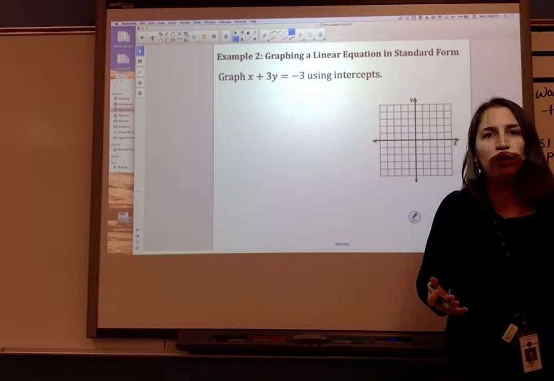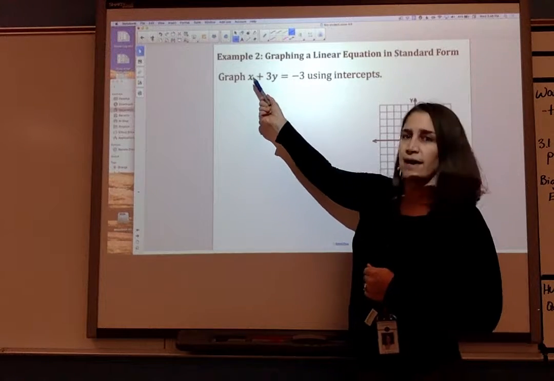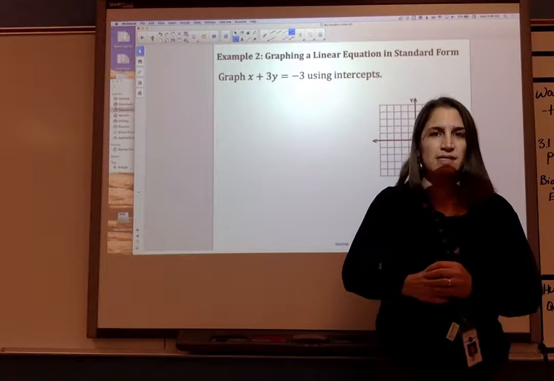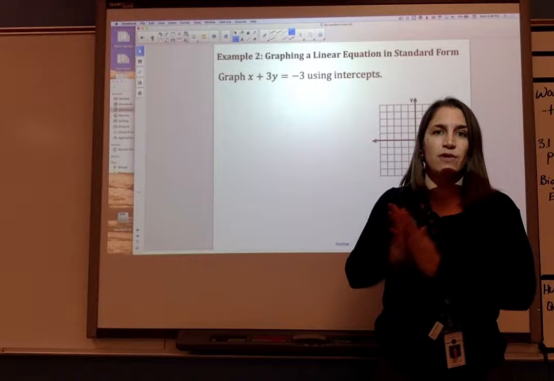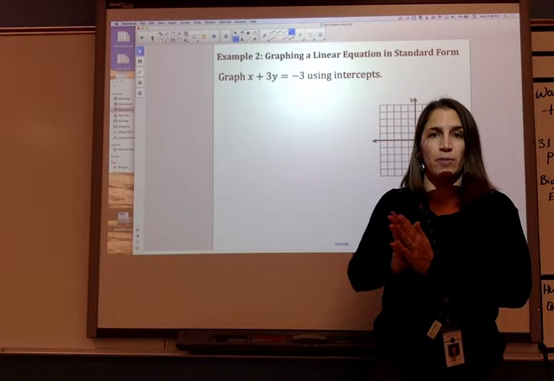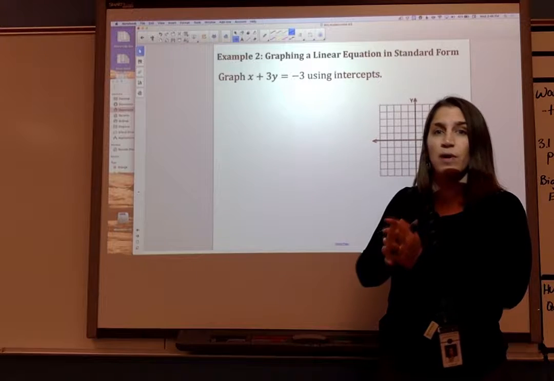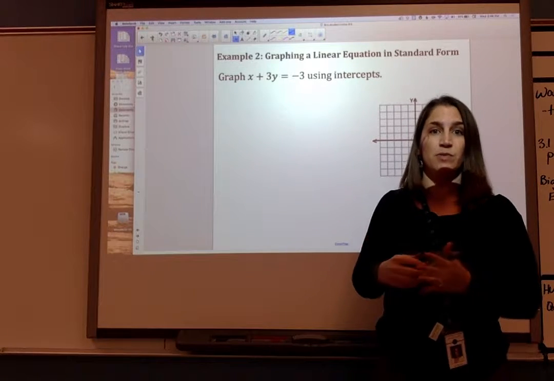Okay, let's look at our next example. We have another equation that's written in standard form. Ax, this time a is 1, plus by equals c. And this time we're going to use intercepts to do that. So instead of converting to slope-intercept form and graphing the y-intercept and figuring out the slope, we're going to find the x-intercept and the y-intercept and then connect those points.